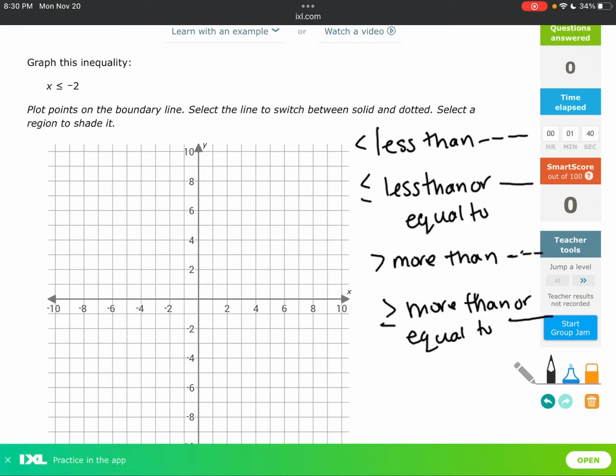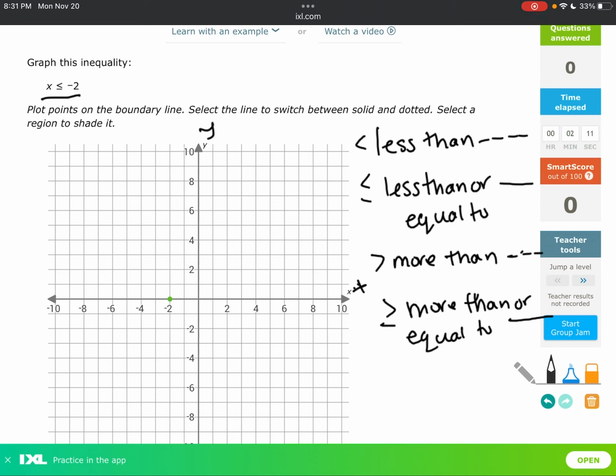How can I graph the inequality x is less than or equal to -2? So I'm going to look at my coordinate plane and identify where the x and the y values are. So this over here is x, this here is y. And then I am going to find -2 on the x-axis, which is here. That is -2. I'm going to place my point.